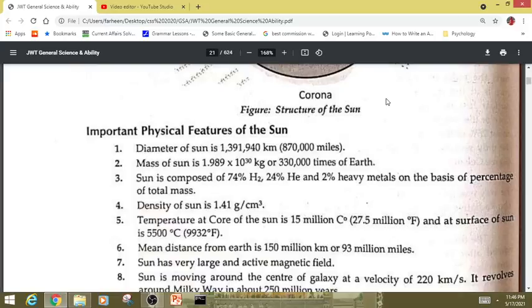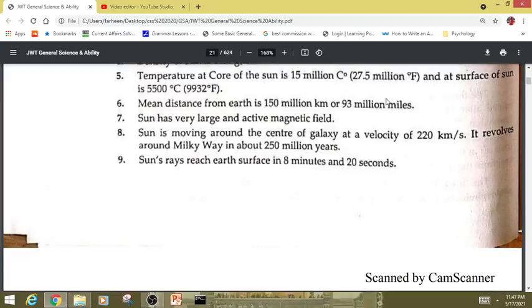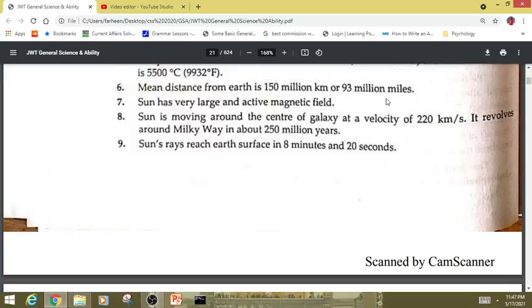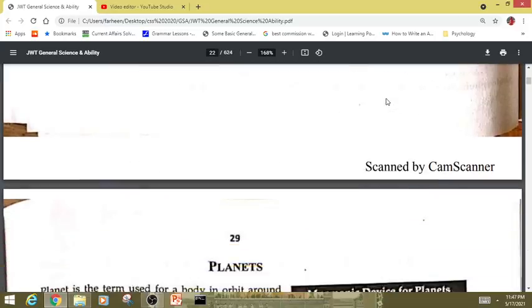is 1.41. The temperature at the core of the sun is 15 million Celsius, 27.5 million Fahrenheit, and at the surface of the sun is 5,500 Celsius. The mean distance from Earth is 150 million km, 93 million miles. The sun has a very large and active magnetic field. The sun is moving around the center of the galaxy at a velocity of 220 km per second. It revolves around the Milky Way in about 250 million years. The sun's rays reach Earth's surface in 8 minutes and 20 seconds.